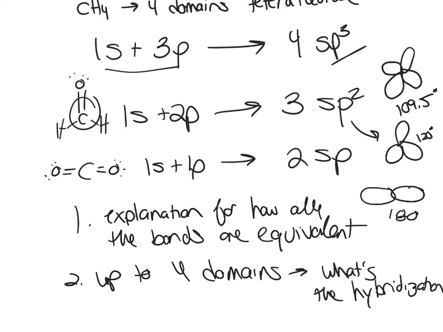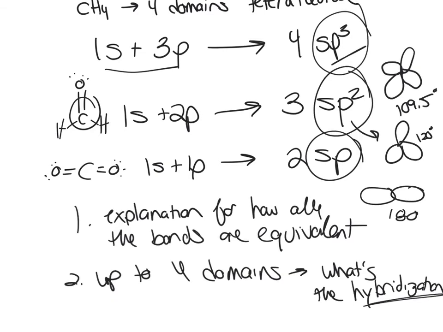Okay? If you are already identifying shapes and you are identifying bond angles, you're going to have to do a little bit of memorization. I'd probably add the hybridization to that memorization. If it's tetrahedral, you need to know that it's sp3. If it's trigonal planar, you need to know it's sp2. And if it's linear, you need to know that it's sp.